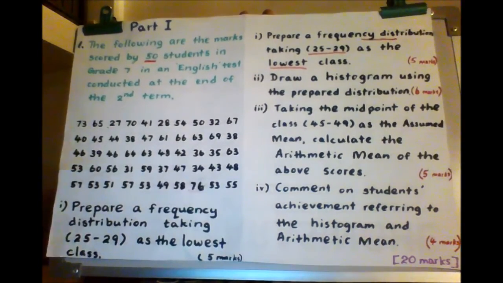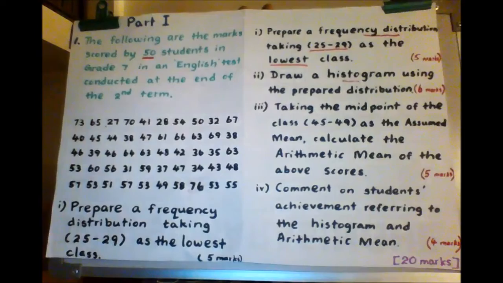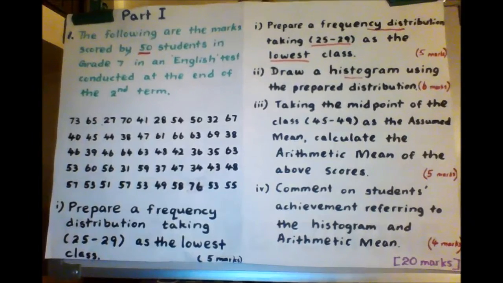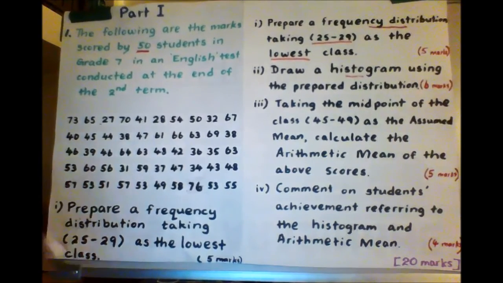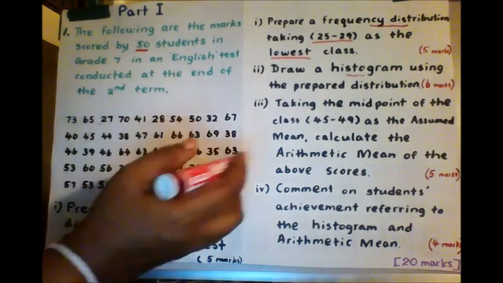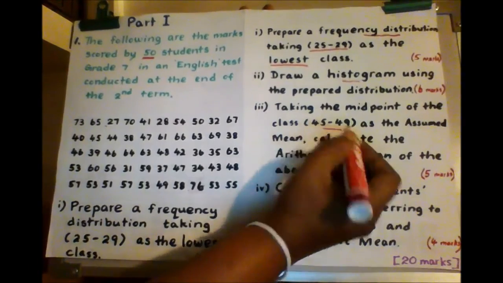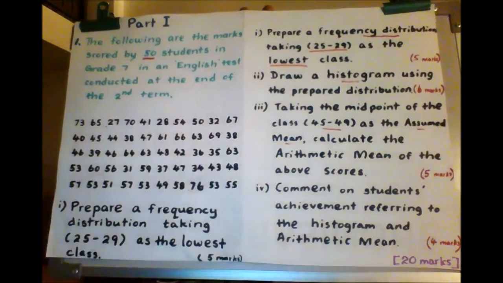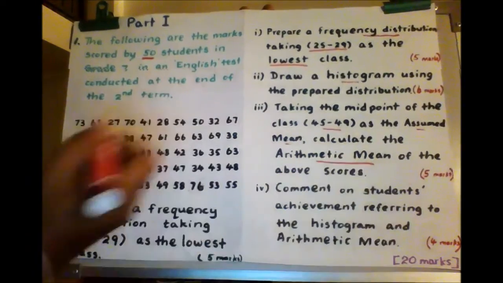Then the second one, draw a histogram. That's what you'll have to do. Underline that one. Sometimes they will ask you to draw a polygon and underline the polygon. And if they have mentioned a method, draw the polygon using the midpoints. Underline midpoints also. Right? Then the next one, taking the midpoint of the class 45 to 49. That's the class you have to take as the assumed mean. Underline. And what you have to calculate? The arithmetic mean. That's what you have to underline.